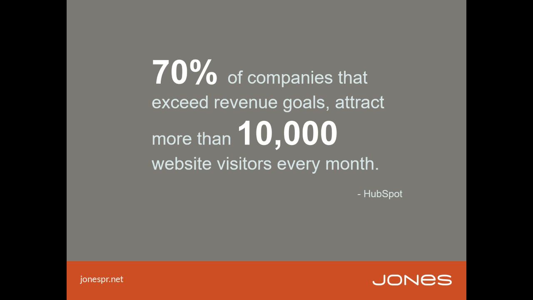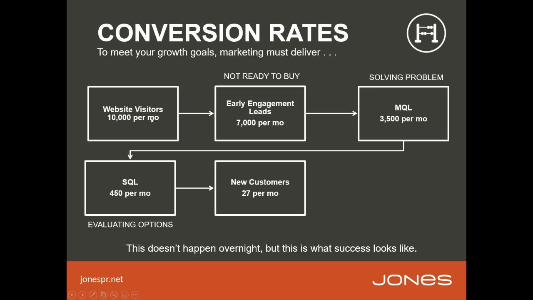Now, before we jump into the example I'm going to share here in a minute, I wanted to just share this stat because I really feel it's worth mentioning. A recent report by HubSpot says that 70% of companies that exceed revenue goals attract more than 10,000 website visitors every month. So that's a number to keep in mind. And as you'll see, it's a benchmark in my example that I'm going to share here. You can see the example here, 10,000.